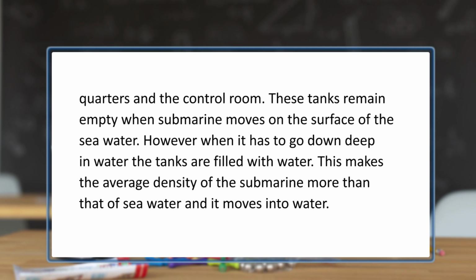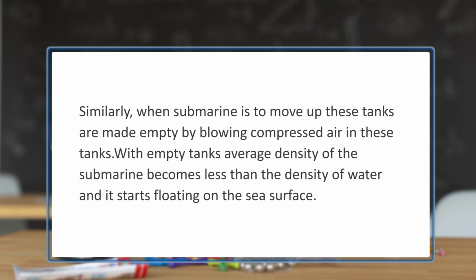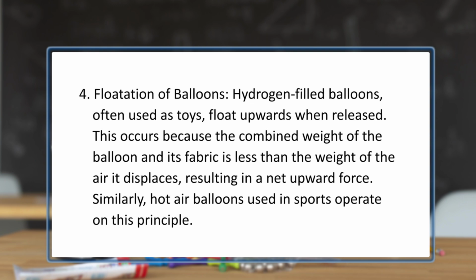These tanks remain empty when the submarine moves on the surface of the seawater. However, when it has to go down deep in water, the tanks are filled with water. This makes the average density of the submarine more than that of seawater, and it moves into water. Similarly, when the submarine is to move up, these tanks are made empty by blowing compressed air in these tanks. With empty tanks, the average density of the submarine becomes less than the density of water, and it starts floating on the sea surface.